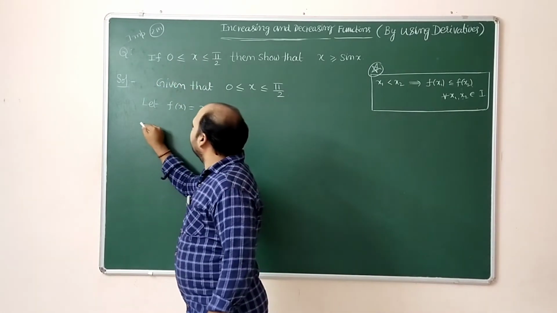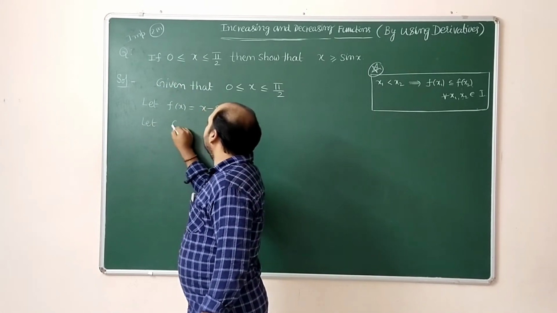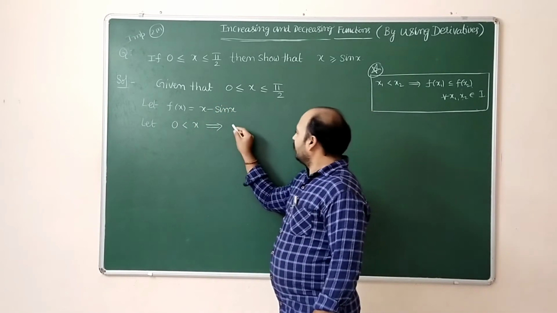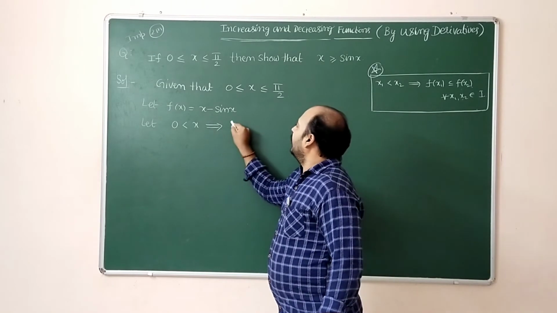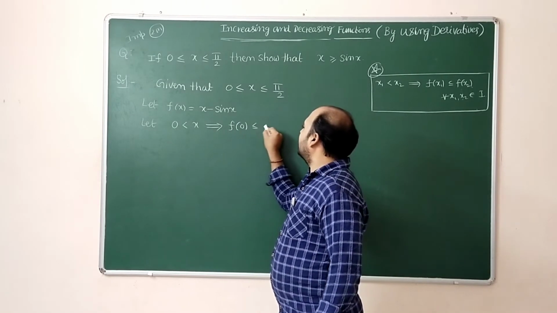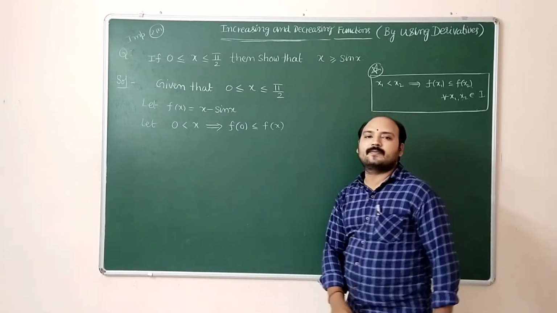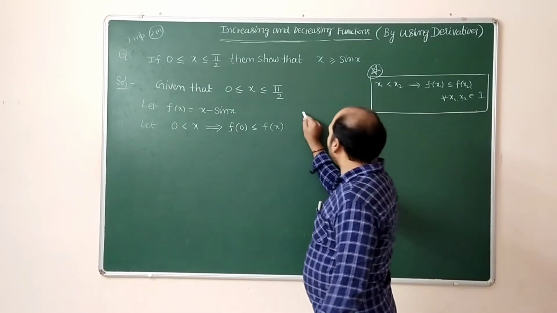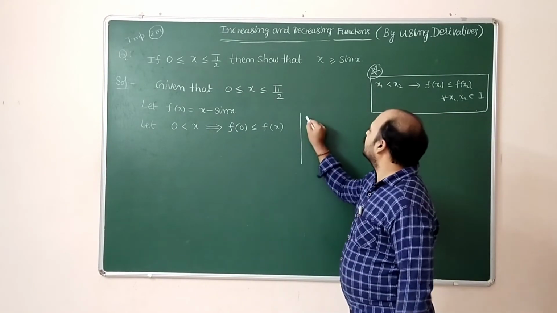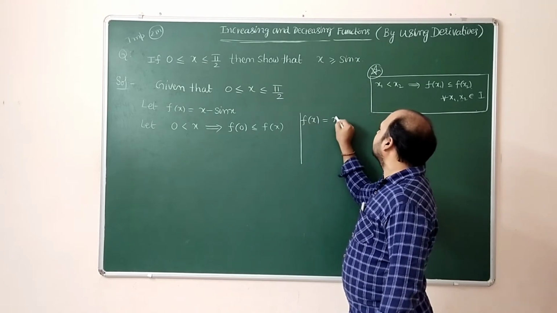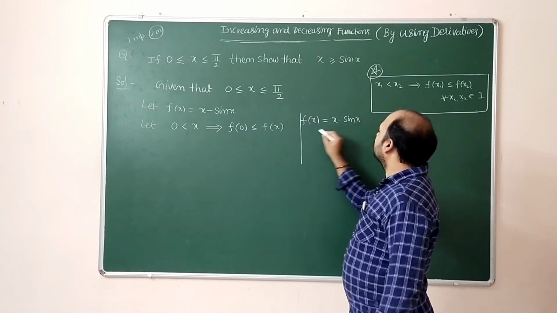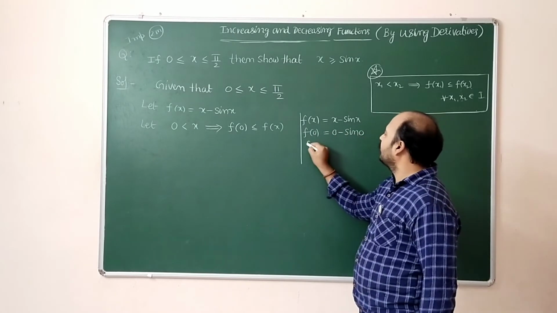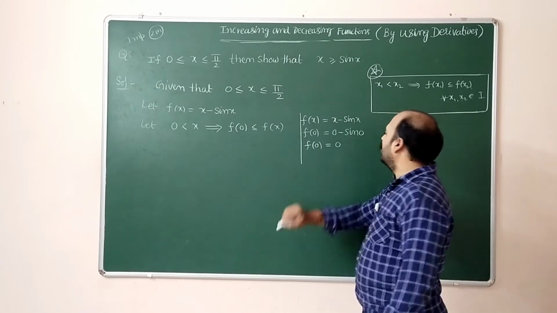Now considering, let 0 is less than x, that implies f of 0 is less than or equal to f of x by the definition of increasing function. So I want to calculate the f of 0 value. f of x is equal to x minus sin x, so f of 0 is equal to 0 minus sin 0. Sin 0 is 0, so f of 0 equal to 0.